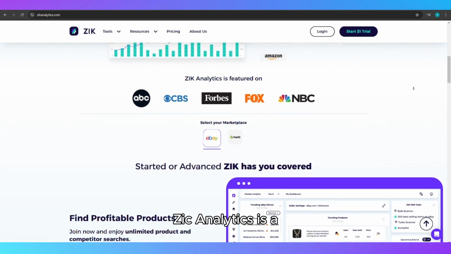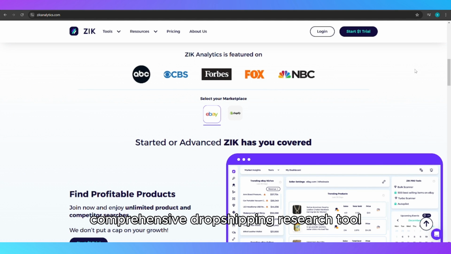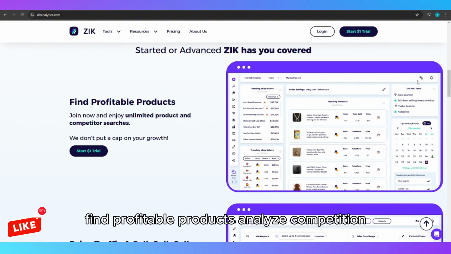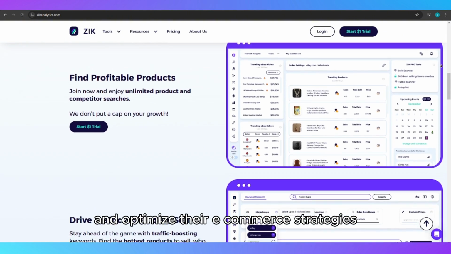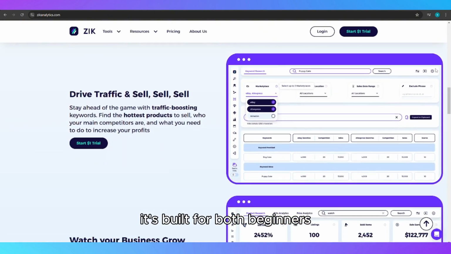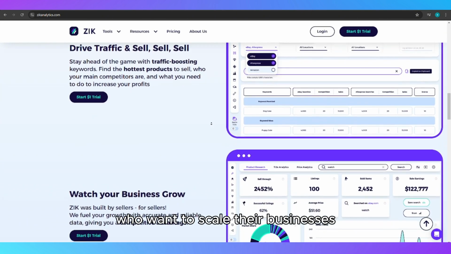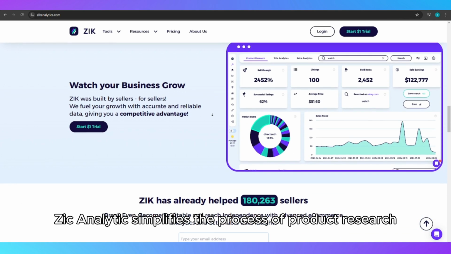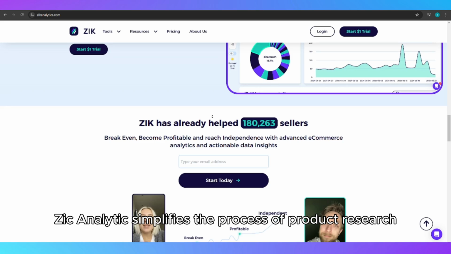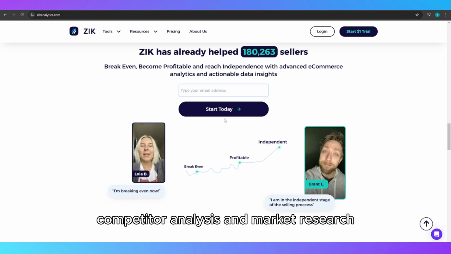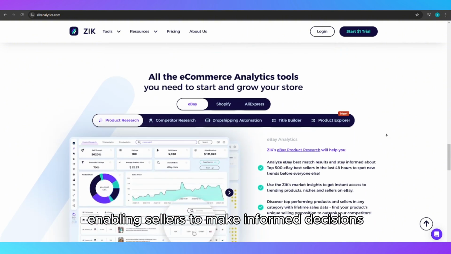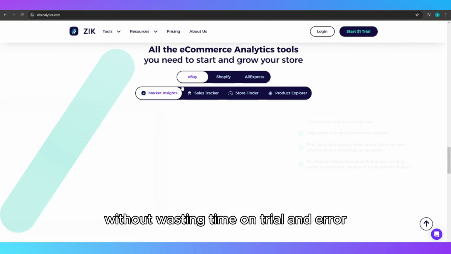ZIK Analytics is a comprehensive dropshipping research tool designed to help entrepreneurs find profitable products, analyze competition, and optimize their e-commerce strategies. It's built for both beginners and experienced dropshippers who want to scale their businesses with data-driven insights. ZIK Analytics simplifies the process of product research, competitor analysis, and market research, enabling sellers to make informed decisions without wasting time on trial and error.